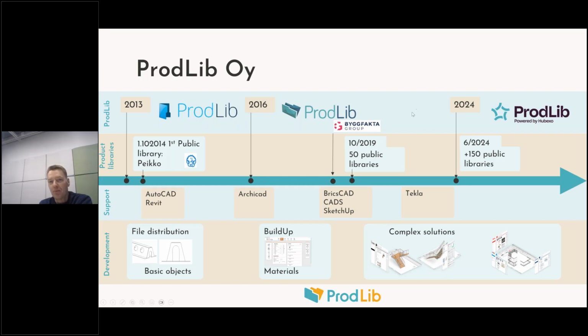We had another update in 2013, but now it's evolving. Since Byggfakta Group came as a partner to ProdLib in 2019, we have been on a road, and now we are fully owned by Byggfakta, which is rebranding itself as Habexo. So now the visual identity will be harmonized accordingly.